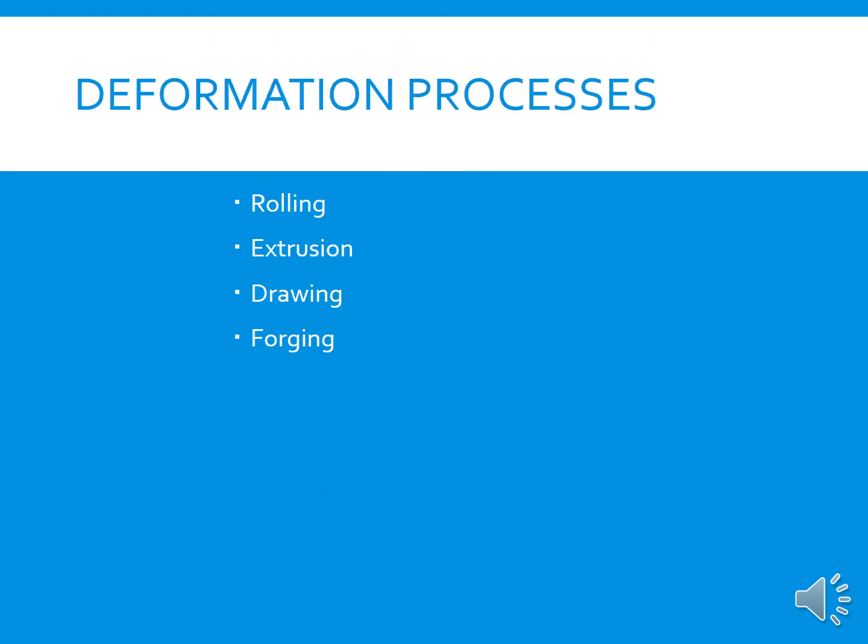This is about the manufacturing process. For example, here we have rolling, extrusion, drawing, and forging. You can imagine these processes from their names.